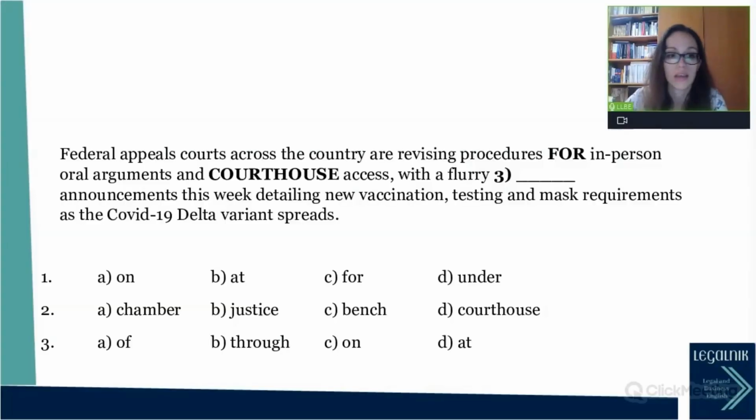So just vaccinated, fully vaccinated people can access the court. So courthouse access, access to the building.